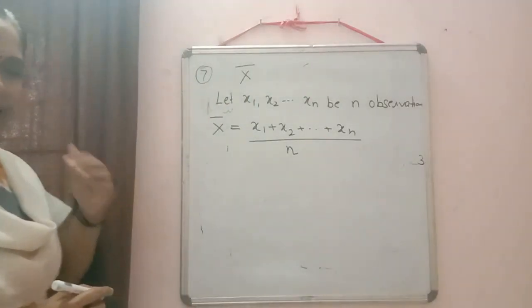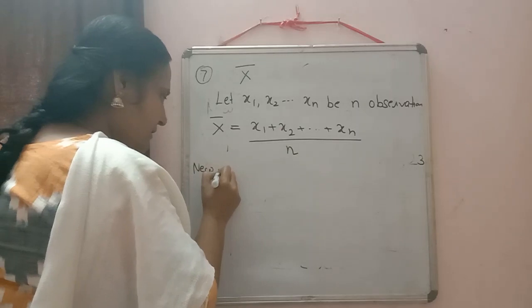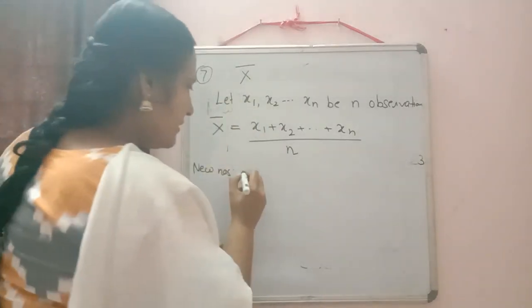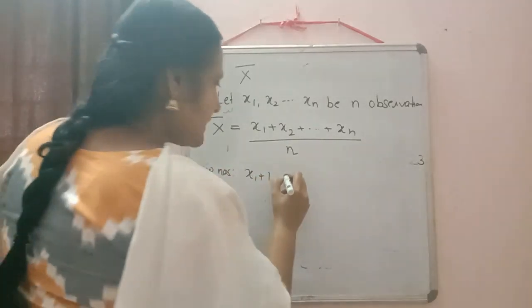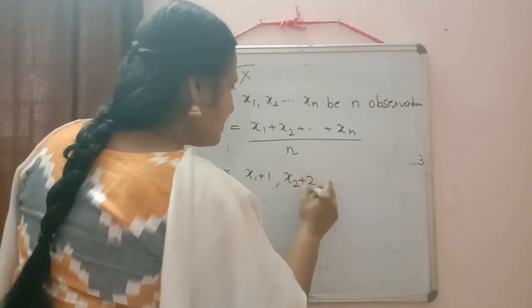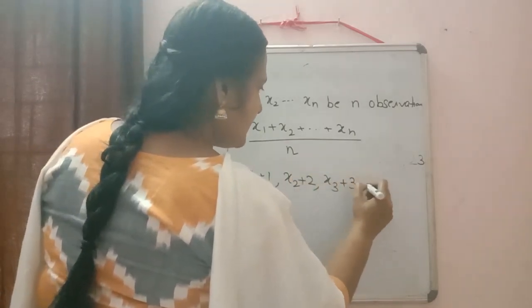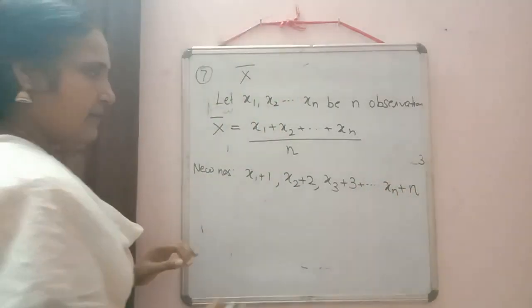This is given. Now they are saying the first observation is increased by 1. Now we will write what are the new numbers we have. The first observation will be equal to x1 plus 1. Second one will be equal to x2 plus 2. Third one will be equal to x3 plus 3. In this way the last one will be equal to xn plus n.